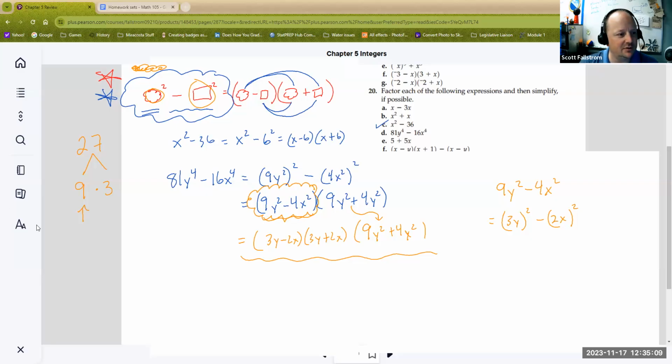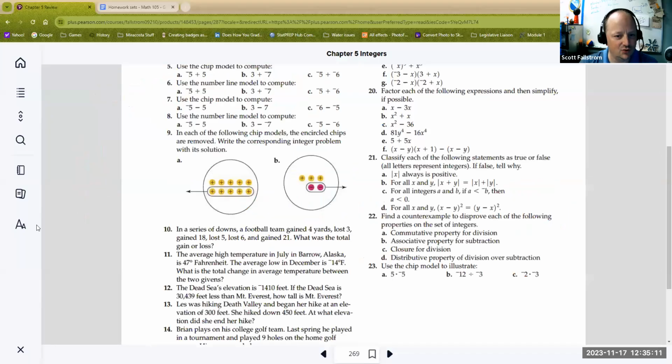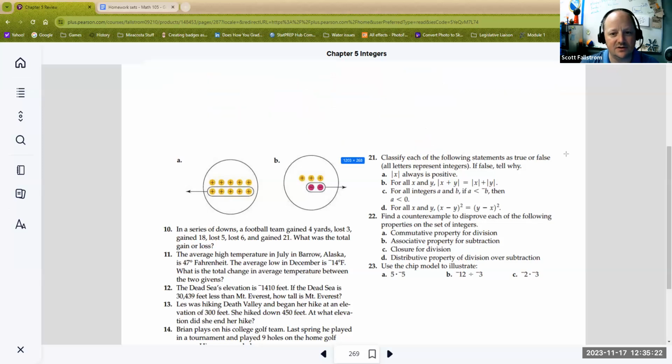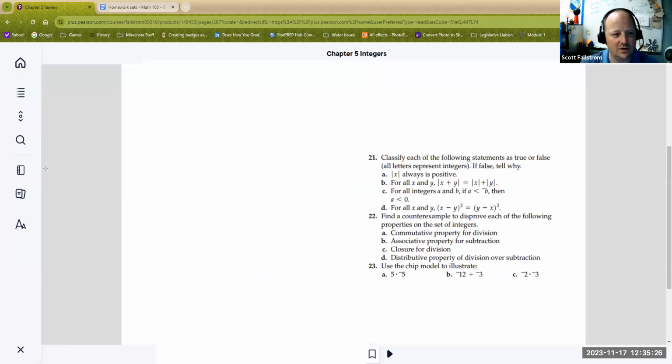Next up, clear all my drawings. And I've got 21 part C. It looks like, yeah, 21C. Okay, so 21C, let's take a look, get a little white space in here. 21C, classify as true or false. Well, let's give it a chance. Let's see how they do. There it is, 21.